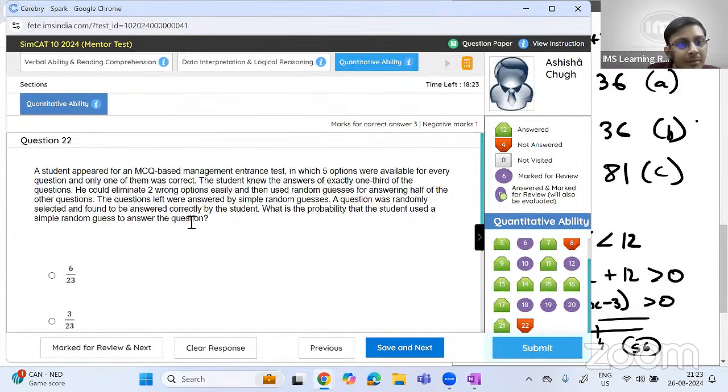Okay, now if you look at this one, a student appeared for an MCQ-based management entrance test. 5 options were available. Only one of them was correct. Knew the answers of exactly 1/3 of the questions. Eliminated 2 wrong options. Used a random guess, half. Simple probability. No, this seems to be difficult.